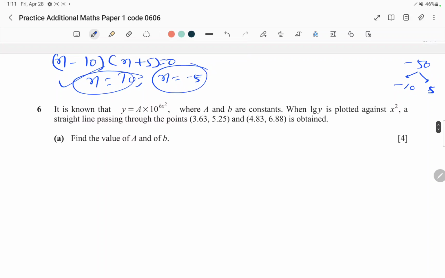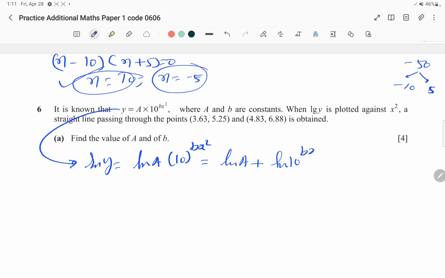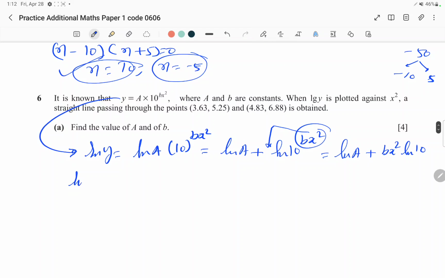No problem at all. Just apply ln over here. So when you apply ln, it will be ln y equals ln of a times 10 to the power bx square. Because of the log property, you can break it into ln a plus ln 10 to the power bx square. And again, by the log property, the power will come down, and it will be ln a plus bx square ln 10. So finally what I got is ln y equals b times ln 10 x square plus ln a.